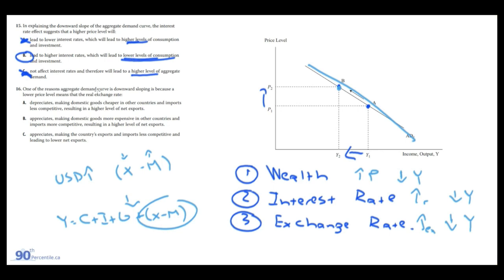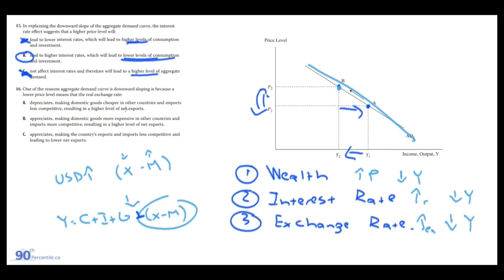One of the reasons the aggregate demand curve is downward sloping is because a lower price level means that the real exchange rate, once again, we can skip over the exchange rate stuff for now, and we can eliminate some answers by looking at a lower price level. A lower price level is going to increase output. And increasing output in this case is about net exports. So an increase in net exports will increase output.